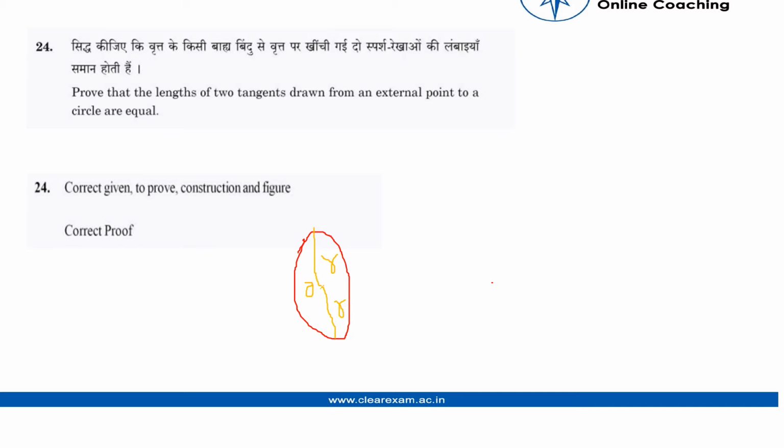and take a perpendicular to the radius at that point. Now make both the tangents the same. This point is T, this point is R, and this point is P. So in this question we will prove that the lengths of both the tangents are equal by the CPCT method.